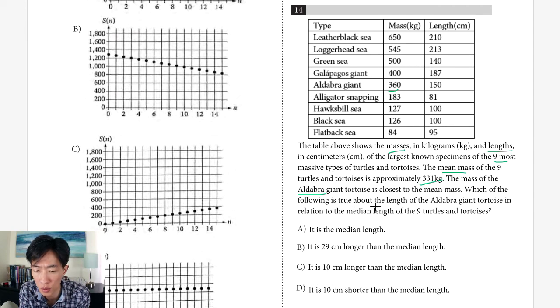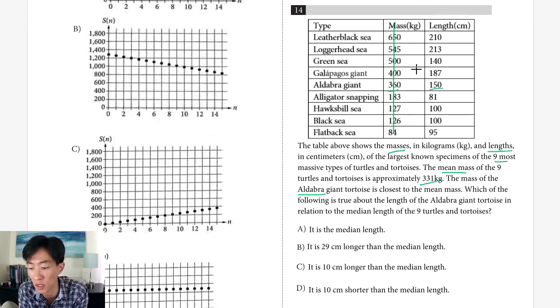Which of the following is true about the length of the algebra giant in relation to the median length of the 9 turtles and tortoises? So what this basically is telling us is that we can completely ignore the mass. It's just irrelevant information. They want to know what is the length of the algebra in relation to the median lengths. So we have to get these in numerical order.